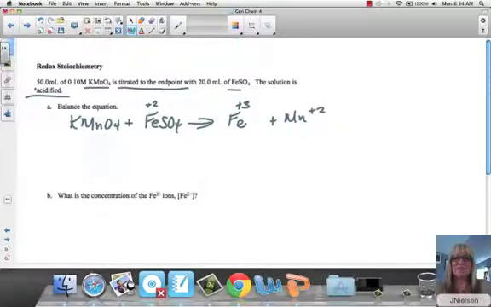Okay, so now we have an acidic solution, so we have to balance the equation using redox rules. Let's do the Fe first and get it out of the way. It's easy. We've just got Fe +2 going to Fe +3. So you're only using an electron to balance.